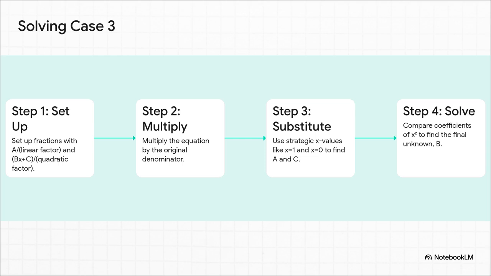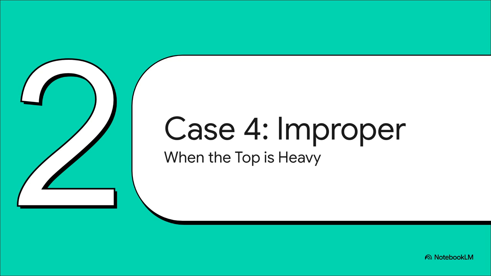So cool. After that, plugging in x equals 0 is another great shortcut to help find c. And for b, the last piece of the puzzle, we just compare the x squared terms on both sides. It's a system, and it works every time. Okay, so that's case 3 sorted.